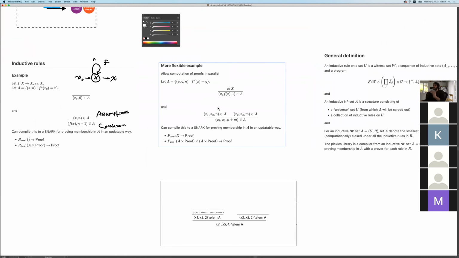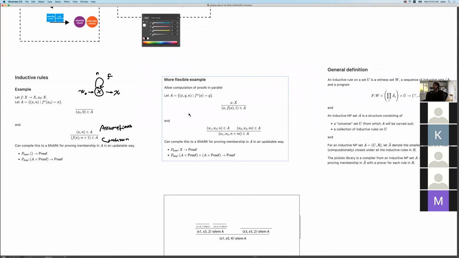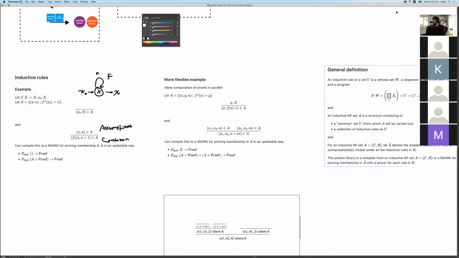So that's the idea of how inductive rules descriptions of inductive sets can be compiled into snarks for proving membership in those sets. And this is a flexible formalism, and in my experience, a convenient one.